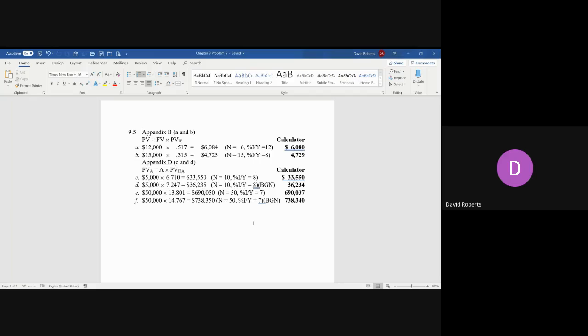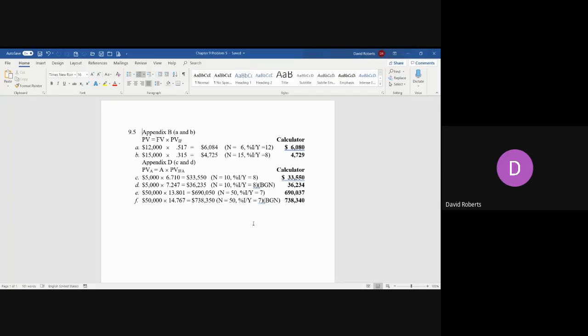Now, in part B, same thing, just different numbers. Different period of time of 15 years. Interest rate is 8%. You're also calculating present value, and you wind up with $4,729. Same thing for C. So it's very repetitive at this point.